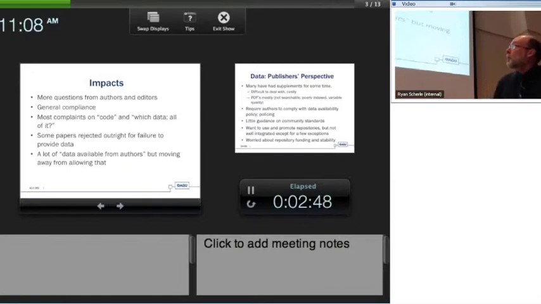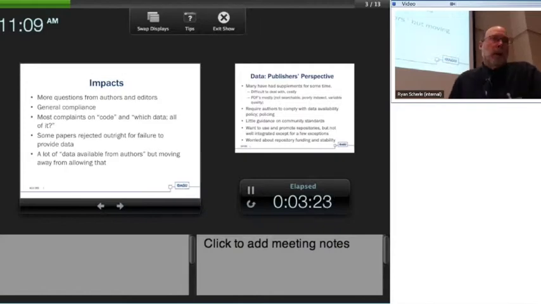So some of the impacts: we've gotten a lot of questions from authors and editors and reviewers about this, and much of our discussion with our editors is how we're going to enforce the policy. There's general compliance. Most of our complaints related to understanding the final data sets, and many of the pushback and creative complaints we've had from authors have involved code, as well as, do you really want all of my data? And I'll talk a little bit more about that.